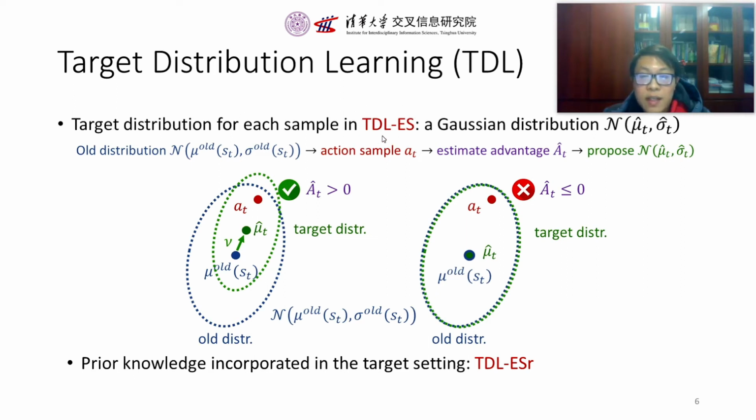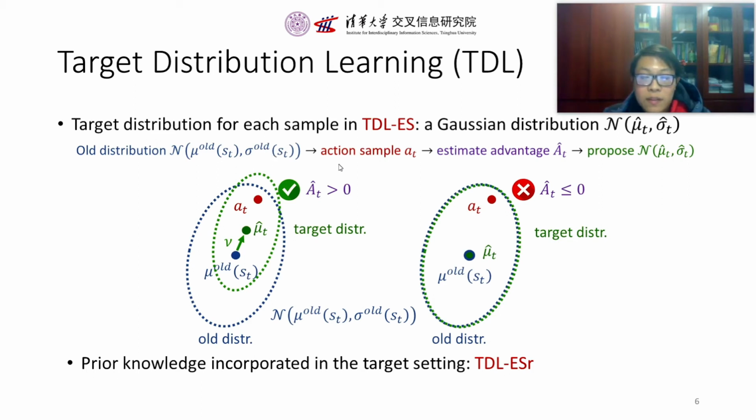Notice that for each sample, the previous policy first outputs an old action distribution, which we show by the blue dashed oval. Then we sample an action from this distribution and return it to the environment. That is the red dot here. After we finish the rollout, we can estimate the advantage function on this action sample based on the reward from the environment. The advantage indicates the goodness of the action sample over the old action distribution.